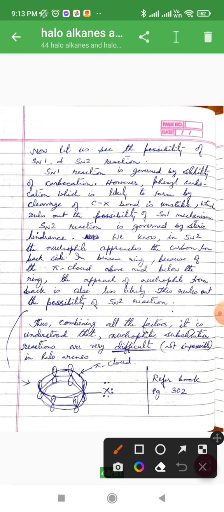Okay. So because of these 4 reasons, the nucleophilic substitution reactions are very, very difficult in case of haloarenes. They are difficult but not impossible, which we will see in the next video.